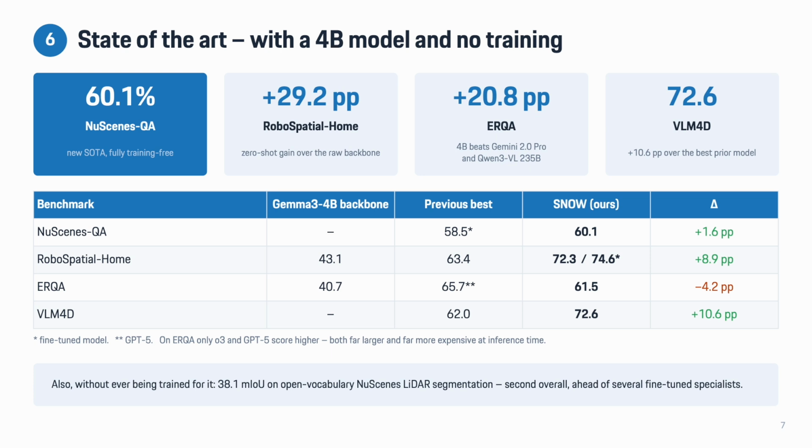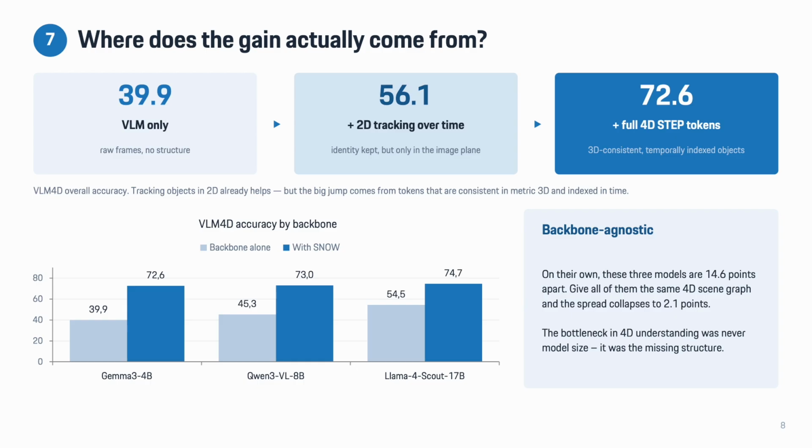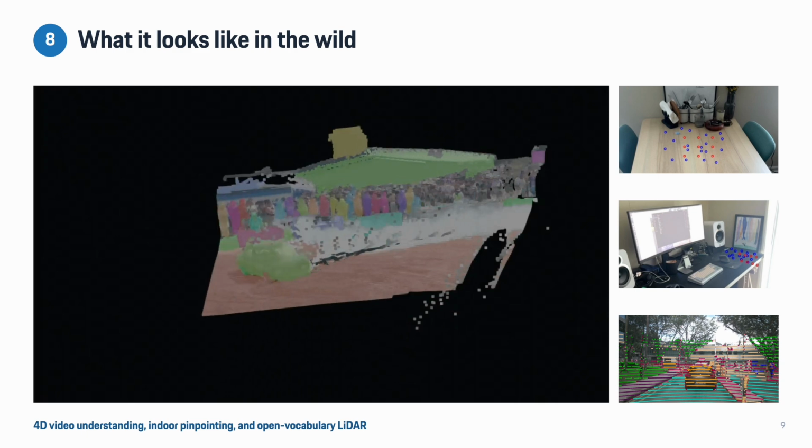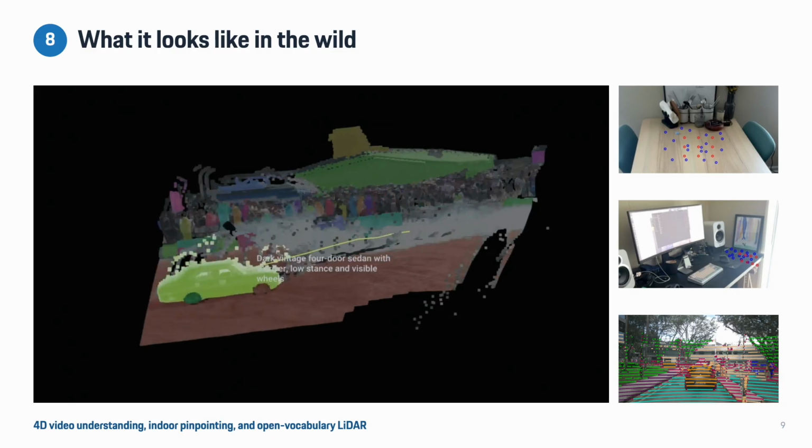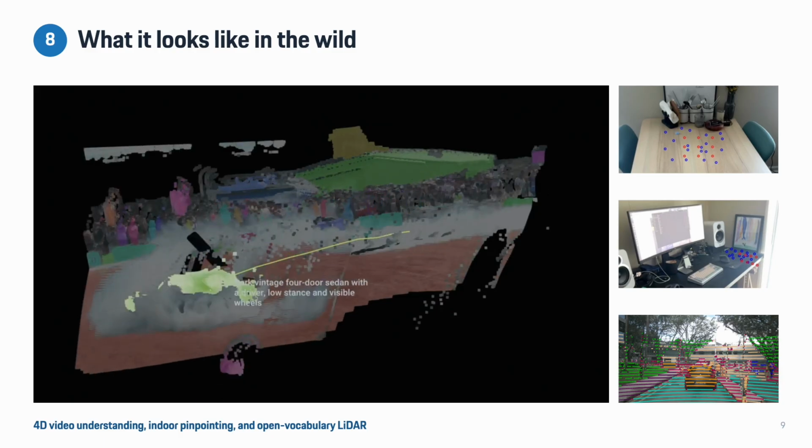Through this representation, SNOW achieves state-of-the-art or near state-of-the-art results in many spatial and spatio-temporal reasoning benchmarks. Our ablation study shows that this gain is mainly due to the combination of all aspects into this unified 4D representation. We also show that SNOW is backbone agnostic by providing similar gains with different VLM backbones on the same benchmark. In our qualitative results, we show that SNOW can be used for various downstream tasks in the spatial and spatio-temporal domain. For instance, 4D reasoning, pointing in space, and LiDAR segmentation.